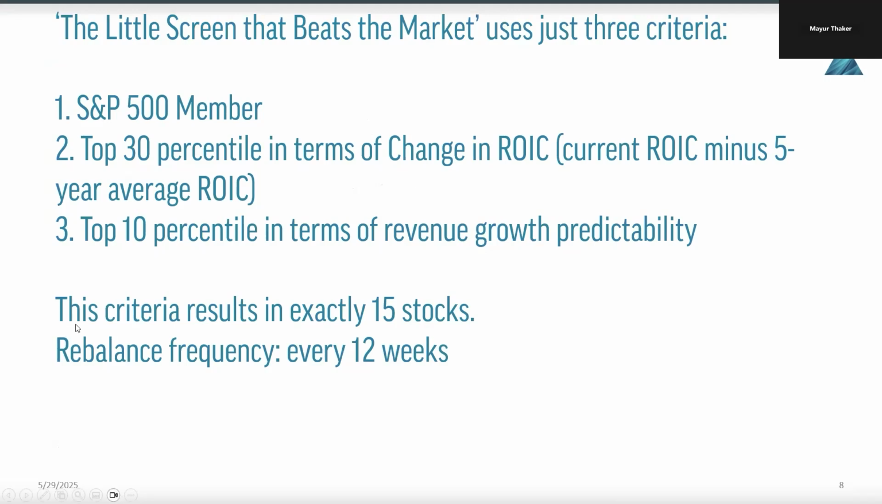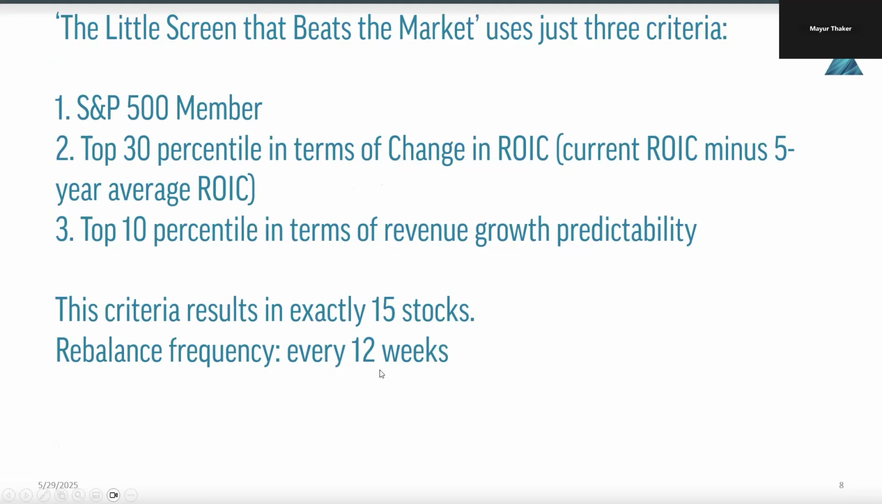And I'll show you exactly what the results of that has been. But this criteria basically results in exactly 15 stocks because you're starting with 500, the top 30% of that, and then the top 10% of that gets you exactly 15 stocks. And I set the rebalance frequency to every 12 weeks, meaning you buy the 15 stocks and assume you hold it for 12 weeks and then run a rebalance at that time and then pick the companies that pass the screen at that time and then set it, and hold it for another 12 weeks, rinse and repeat.